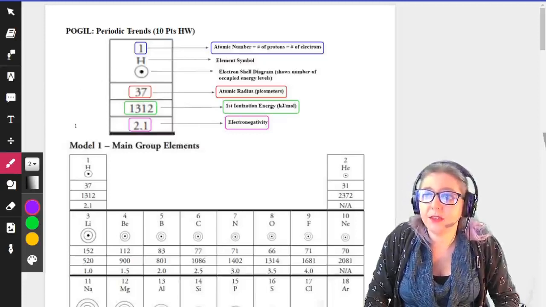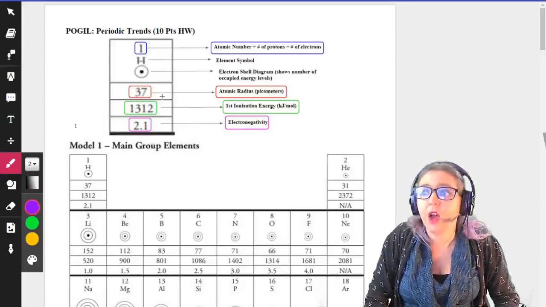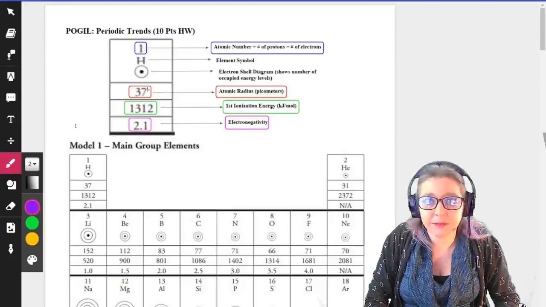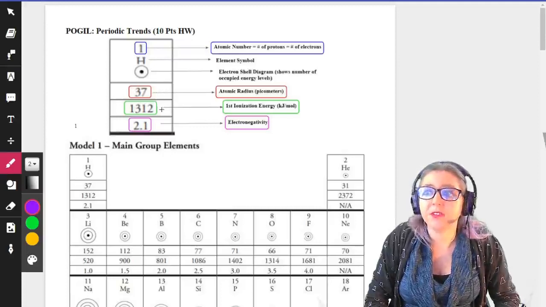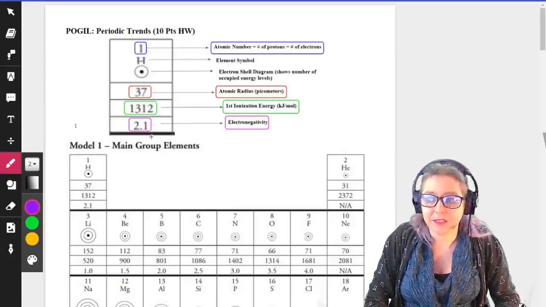So for every element, we get the atomic number, we get the element symbol, we get an electron shell diagram. So how many energy levels does each element have its electrons on? We're given the atomic radius measured in picometers. We're given the first ionization energy and electronegativity.